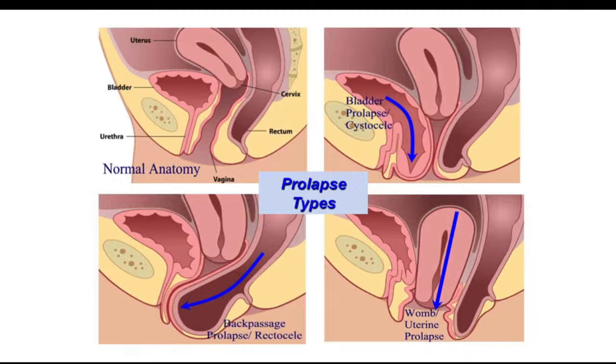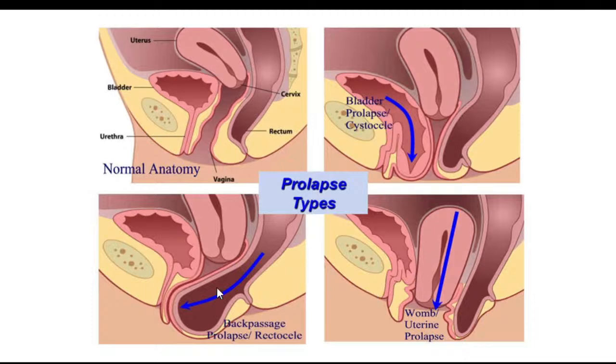Another picture you can see here. This is the normal position of the pelvic organs: bladder, uterus, cervix, rectum, vagina, all in place. If the bladder starts to go down and the anterior wall correspondingly with it, we call it bladder prolapse or cystocele, and depending on the level of the most prominent part of the prolapse, we can calculate the proper stage of the prolapse.